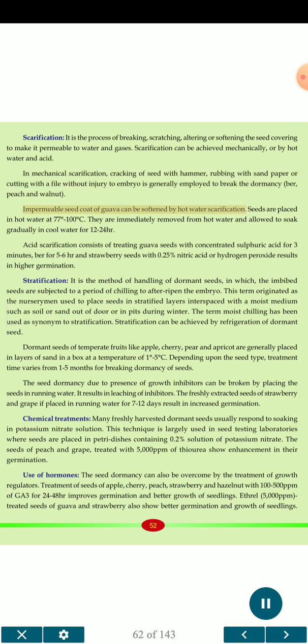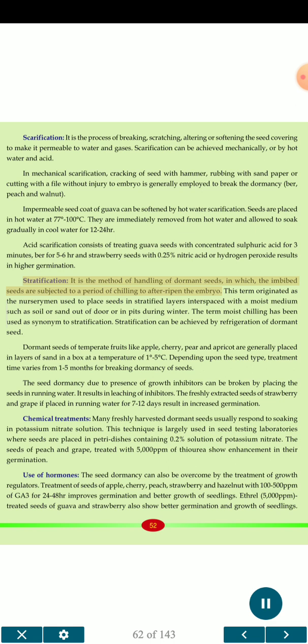Impermeable seed coat of guava can be softened by hot water scarification. Seeds are placed in hot water at 77 to 100 degrees Celsius. They are immediately removed from hot water and allowed to soak gradually in cool water for 12 to 24 hours. Acid scarification consists of treating guava seeds with concentrated sulfuric acid for 3 minutes, ber for 5 to 6 hours, and strawberry seeds with 0.25% nitric acid or hydrogen peroxide, which results in higher germination. Stratification.